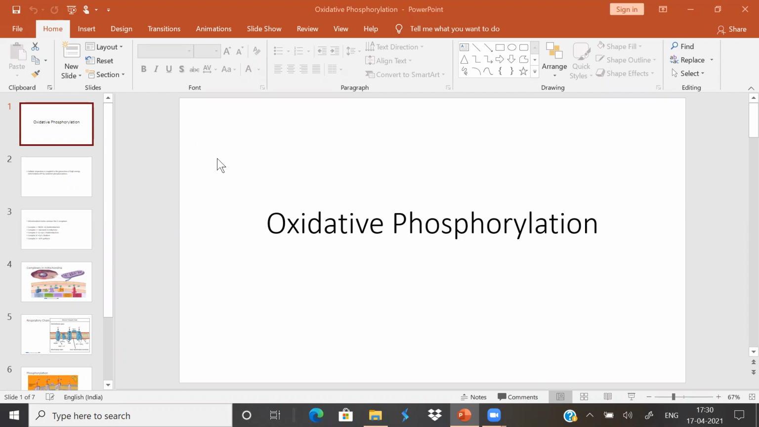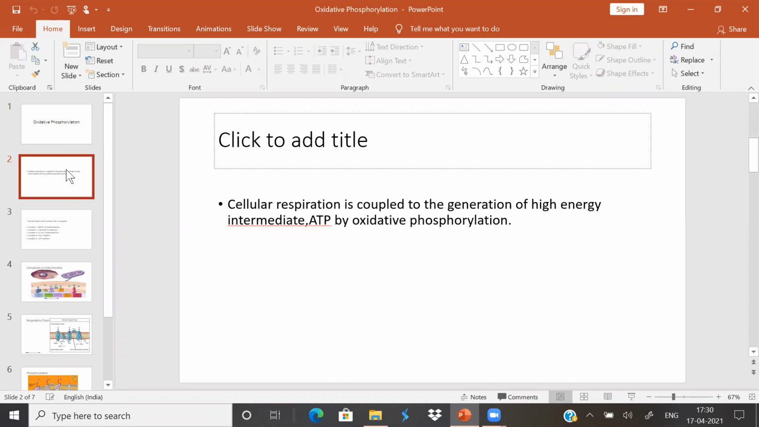The new chapter is oxidative phosphorylation. Oxidative phosphorylation is a coupling phenomenon. That means the cellular respiration in the mitochondria is coupled to the generation of high energy intermediates like ATP by this oxidative phosphorylation.